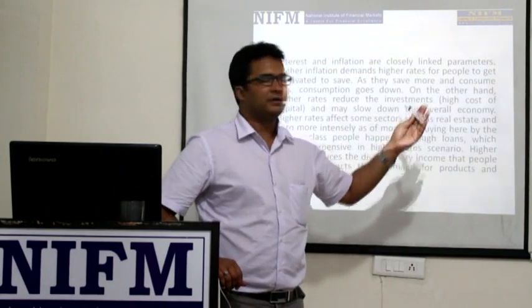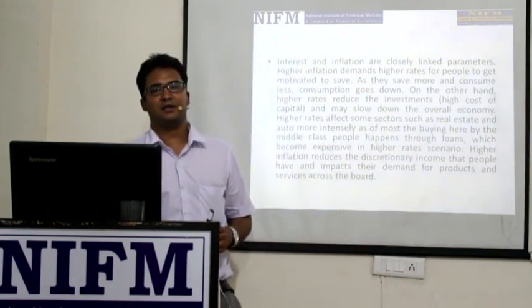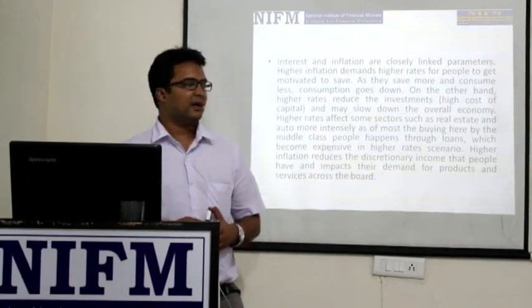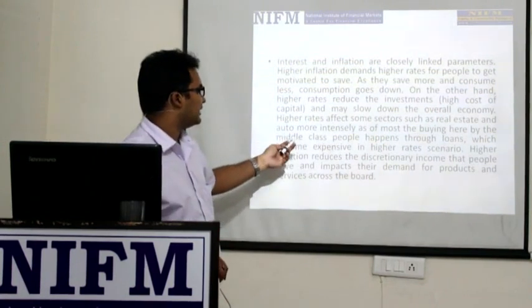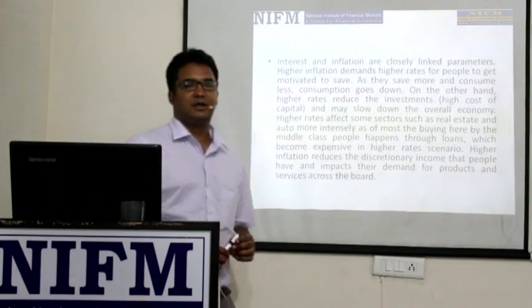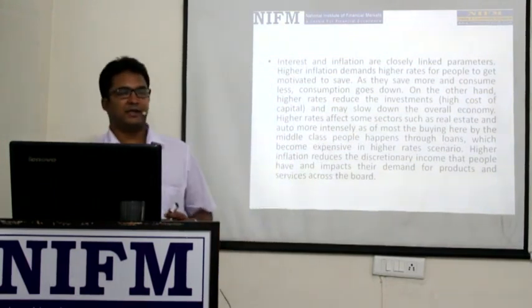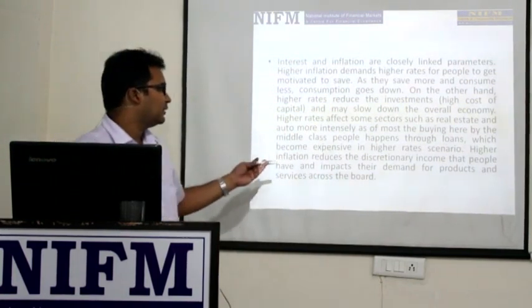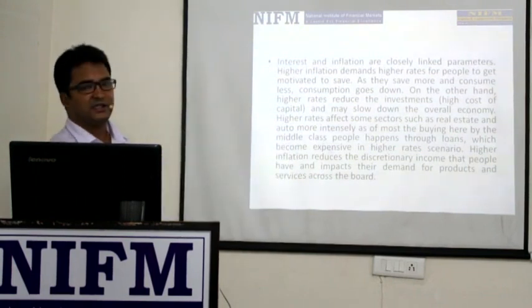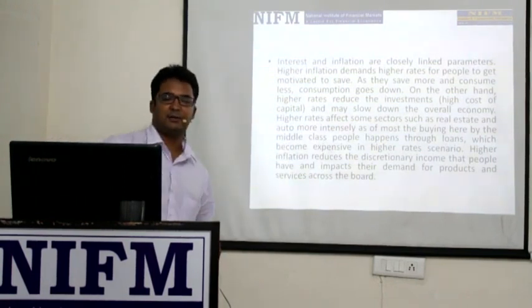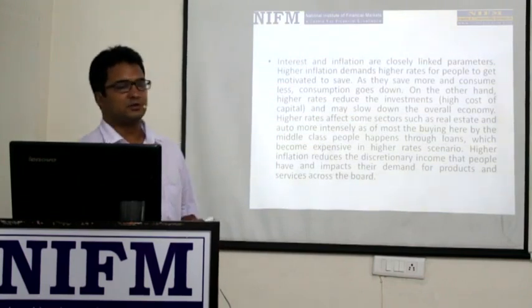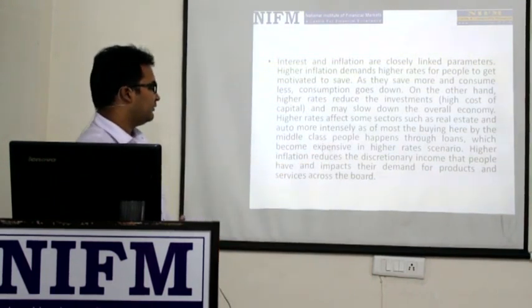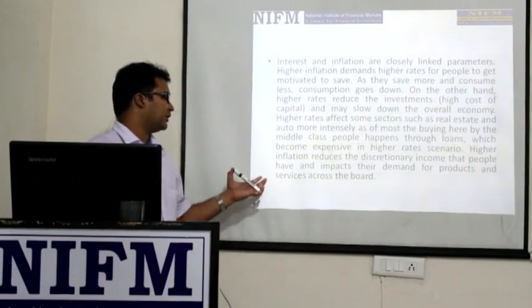If there are high rates available in the market, banks might not lend more, and hence it might affect certain sectors like the auto sector or the real estate sector, where people take more loans to buy autos and real estate. Higher inflation reduces the discretionary income that people have and impacts their demand for products and services across the board. So higher inflation will reduce the discretionary income which people already have, and their demand for products and services accordingly.